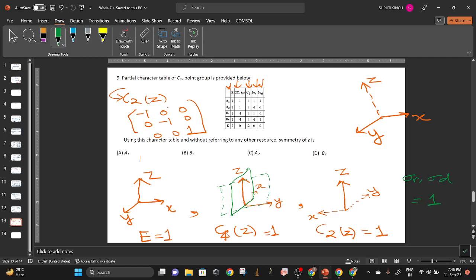So we see all the characters are 1, means it belongs to the first irreducible representation, right? Means Z belongs to A1, which is the totally symmetric representation. Okay? Did you guys understand?